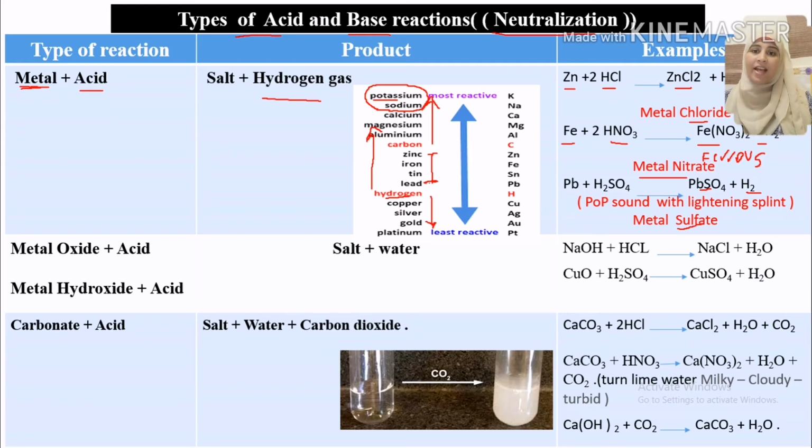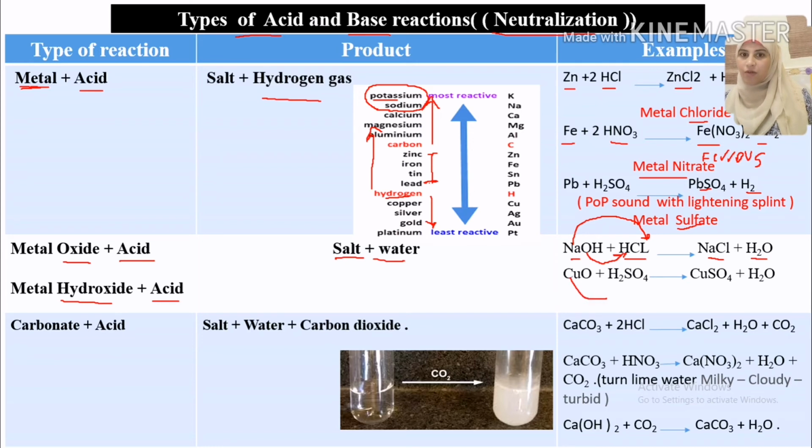The second type of reaction is between metal oxide and acid, and metal hydroxide and acid. They will form salt and water. Like the reaction between sodium hydroxide and hydrochloric acid, it will form sodium chloride. Just the couples will change their place. Sodium will take chlorine and hydrogen will take hydroxide. So we will have sodium chloride plus water.